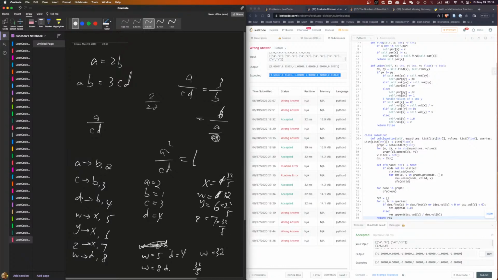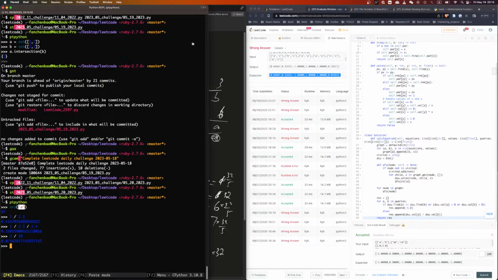So eventually we're going to do A divided by Z. So it's going to be 2 divided by 7 times 32 divided by 5, which is 16. So it'll be 5 divided by 16 times 7. Okay, let's check if it's correct. 5 divided by 16 times 7.